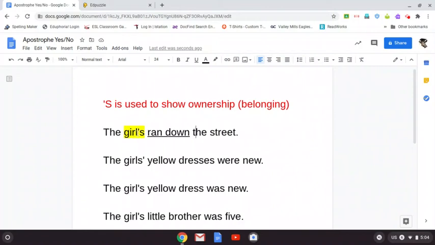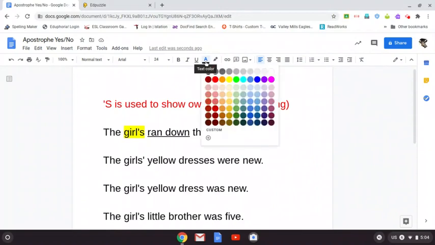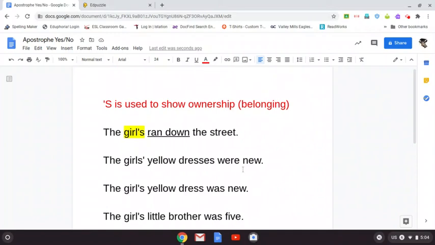Do the girls, or does ran down belong to the girls in some way? Ran down belong to the girls. No, it does not. Ran down does not belong to the girls. That's an action. So this is actually wrong. This is incorrect. It should not have an apostrophe S. So I'm going to put some X's there. That one's wrong.